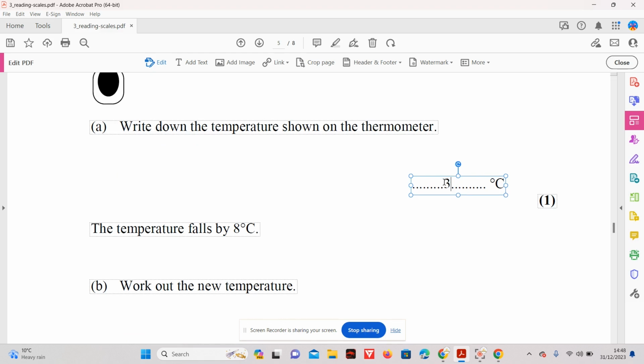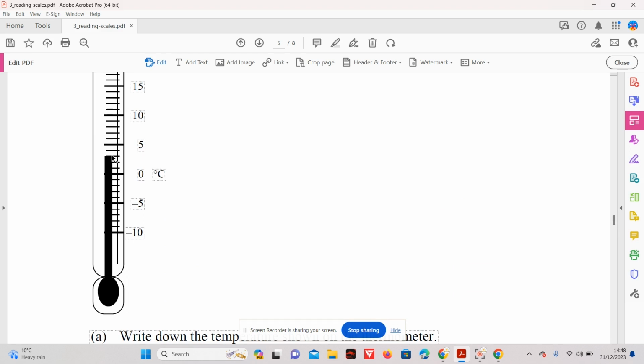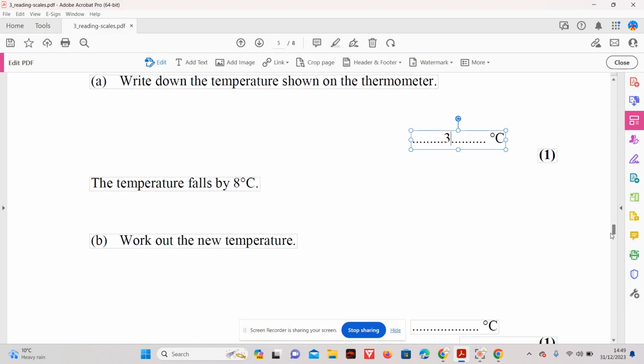So the temperature falls by 8 degrees. We need to work out the new temperature. So we know that the temperature is 3 degrees, and we've got to remember our minus numbers. So firstly, we'll go to 0. So it falls by 8. So we've got -2. So we're going to take away 8 first. So we're going to go 1, 2, 3, 4, 5, 6, 7, 8. It's actually pretty easy. This one we don't even need to worry about because the number's already there. It is -5. So all we need to do is just go down. So therefore our answer is -5.